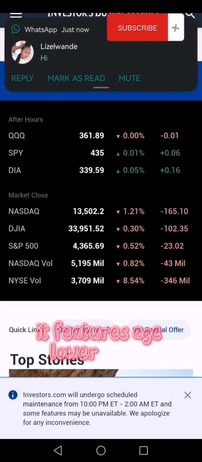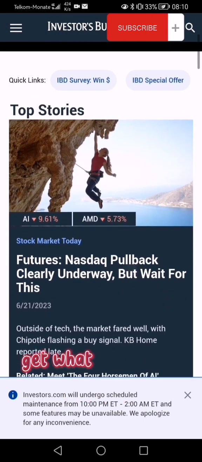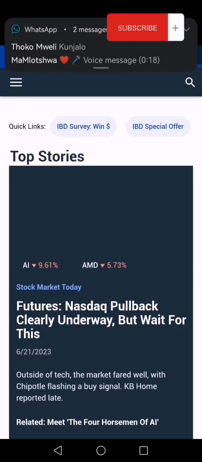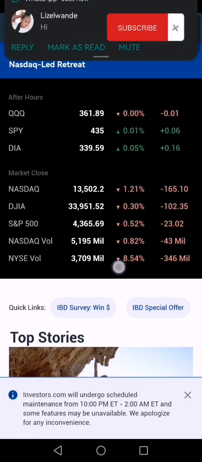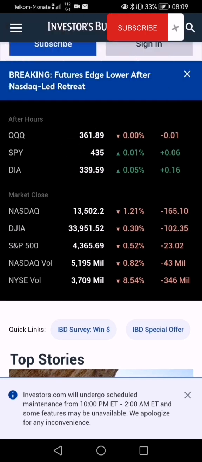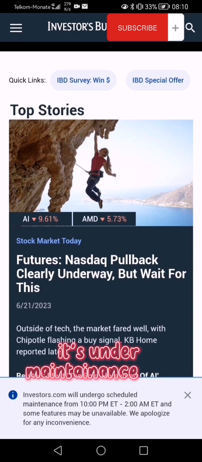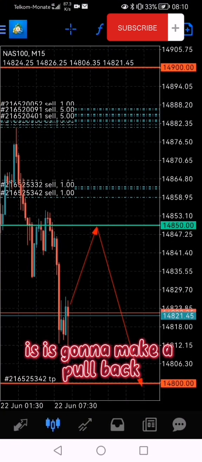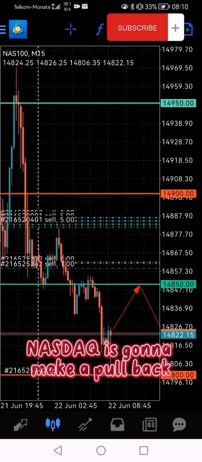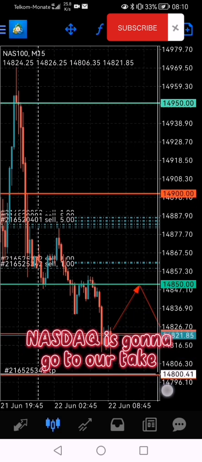The futures edge lower after Nasdaq led retreats. Get what I'm saying? It's under maintenance. Fine. Okay, so Nasdaq is gonna make a pullback, but then after this pullback, Nasdaq is gonna go to our take profit deal.